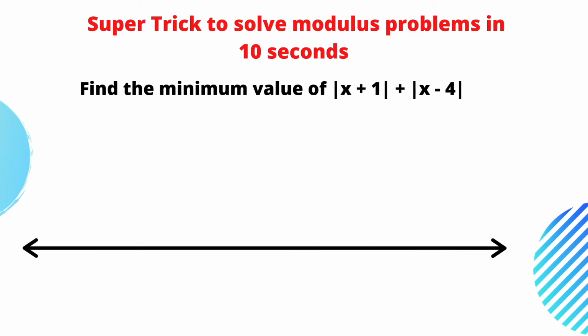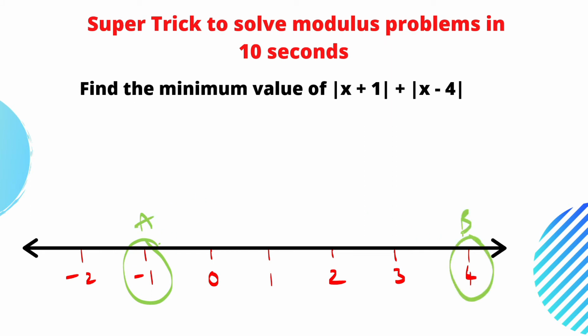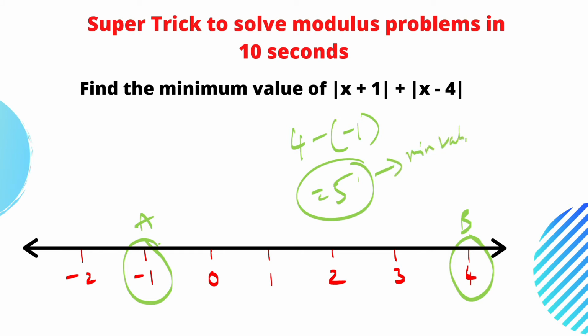Let us solve this. Modulus of x plus 1 plus modulus of x minus 4, we want the minimum value. So x plus 1, where is a now? A is at minus 1. x plus 1 is equal to 0, x is equal to minus 1, so a is at minus 1. Where is his friend? His friend is at 4. Now what is the difference? 4 minus of minus 1, this is 5. This is the minimum value of this.